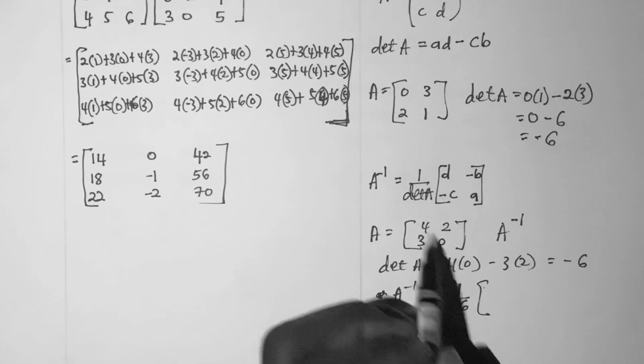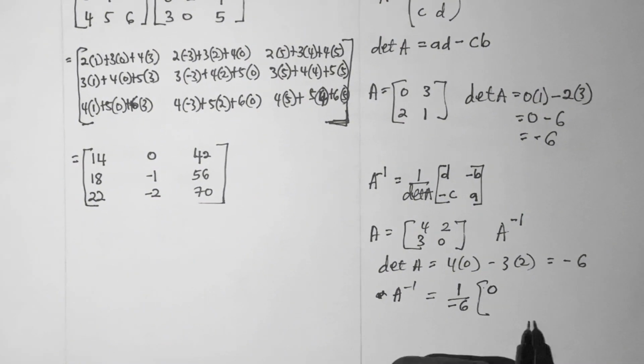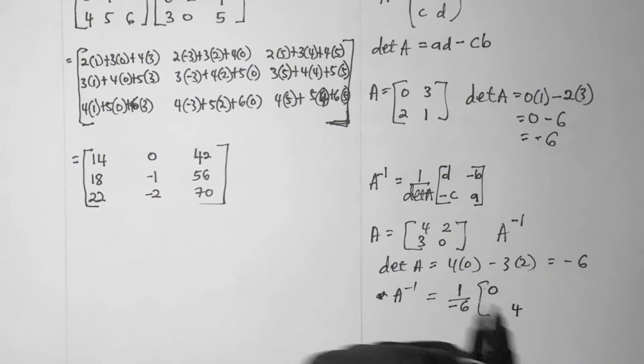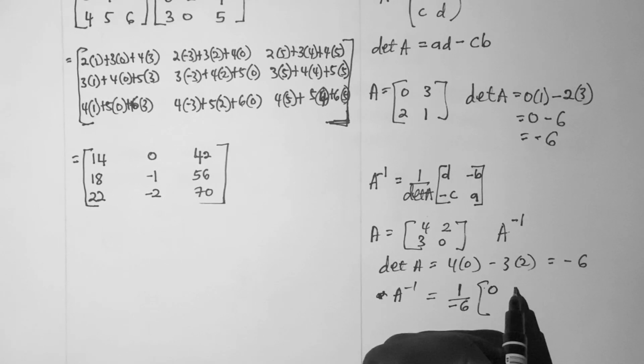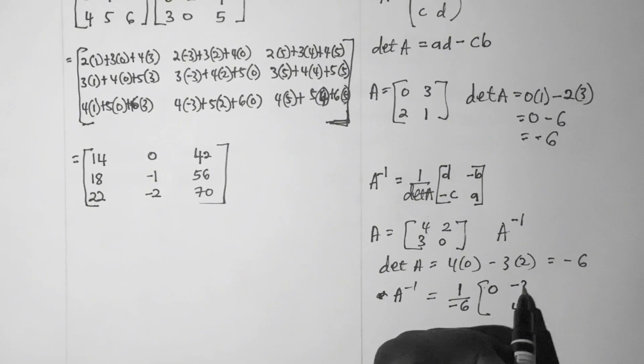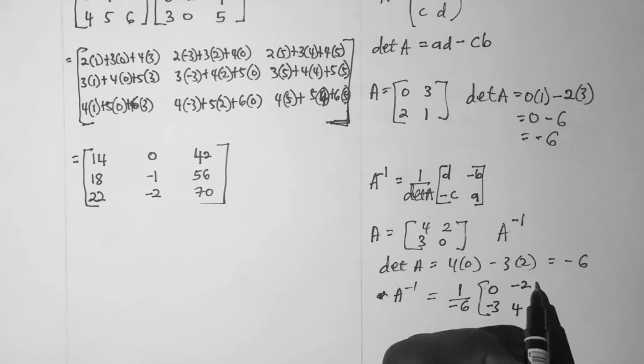So the A inverse is equal to 1 over minus 6, then times. We interchange 0 and 4. So here becomes 0 and then here becomes 4. And multiply the other diagonal by negative 1. So yes, minus 2 and then minus 3.